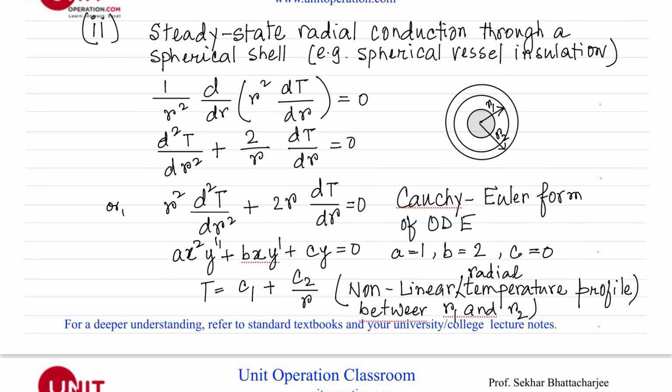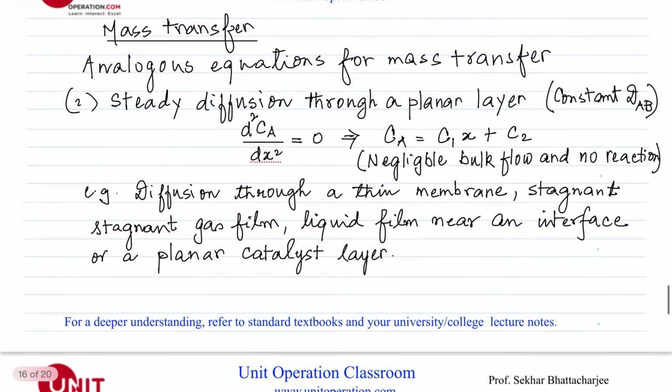And this comes up when there is a spherical coordinate system, heat transfer in a spherical coordinate system. As you can see, again, this gives a non-linear temperature distribution here. Similarly, we get analogous equations for mass transfer. For steady diffusion through a planar layer with constant diffusivity, we get this type of equation. That means this is an equation with constant coefficients.